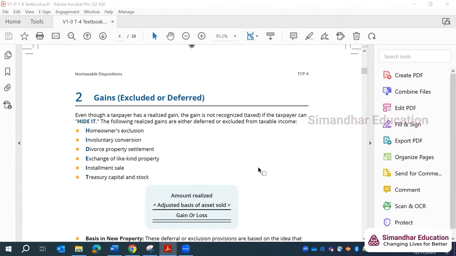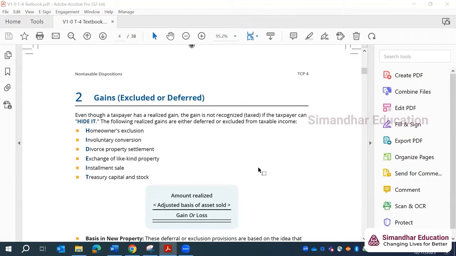This transaction, this benefit is only given to individuals. It does not apply to entity taxation. That means this benefit is not given to corporations, partnerships taxed as corporations. These are only meant for individuals.